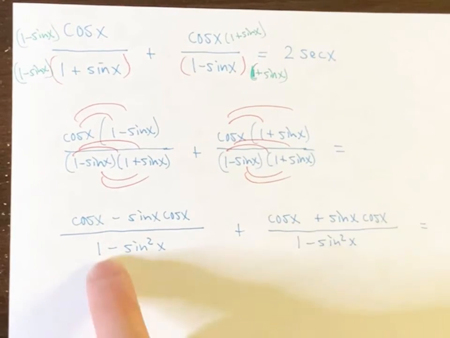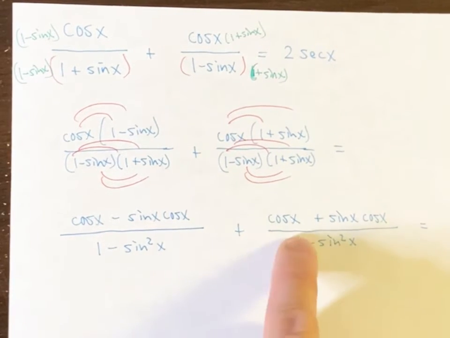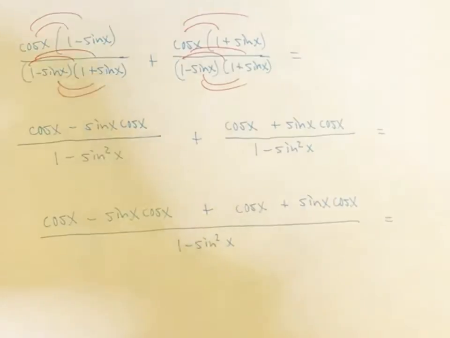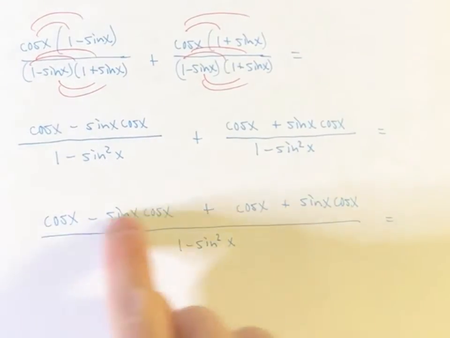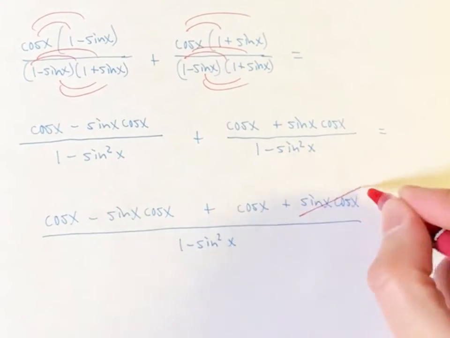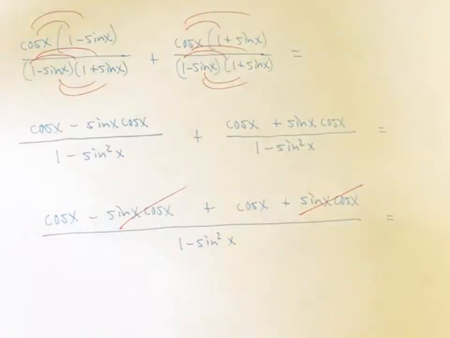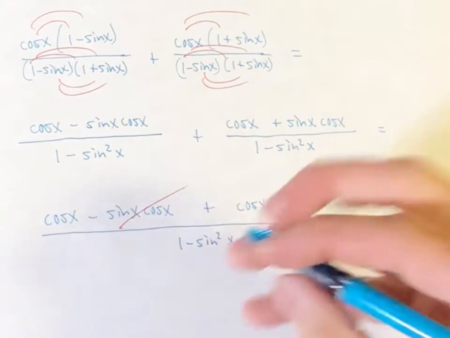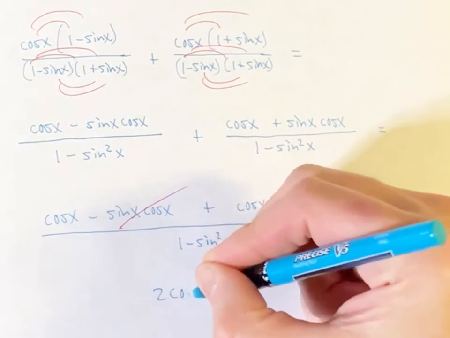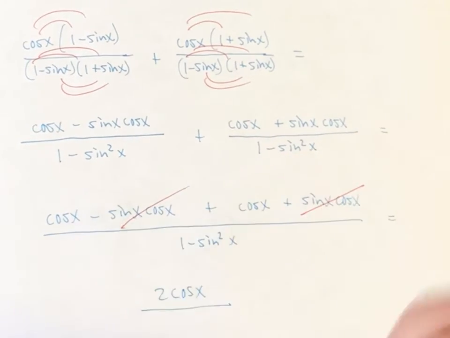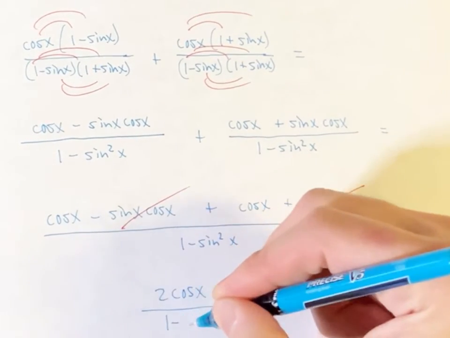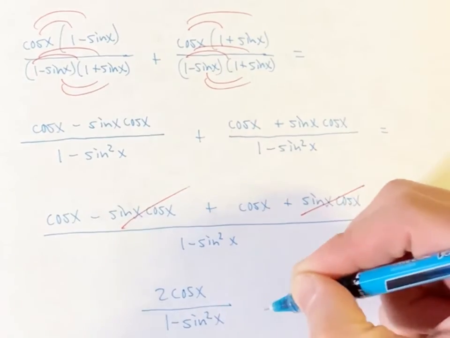Now notice we have a common denominator. So instead of two fractions, let's add them together into one. And what's really convenient is that in the numerator, if you examine all of the terms, those actually eliminate. And you're left with cosine plus cosine. Well, 1 cosine plus 1 cosine is 2 cosine. And in the denominator, we have that there.